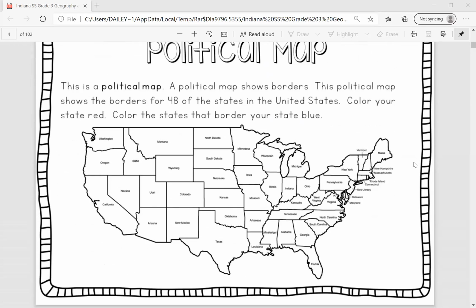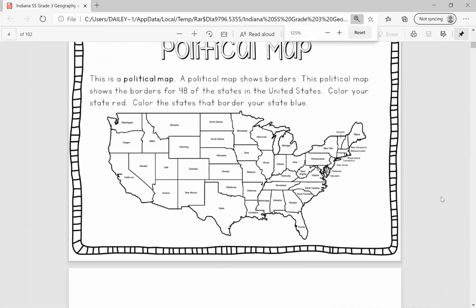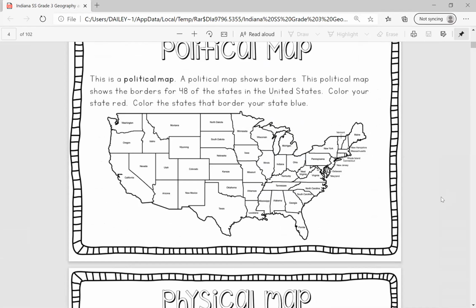The first kind of map we are going to look at is called a political map. Now, this is an image of a political map, and you may have seen this if you're trying to look up different states. A political map shows borders. This political map shows the border of 48 of the states in the United States.